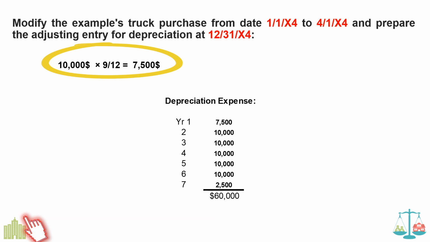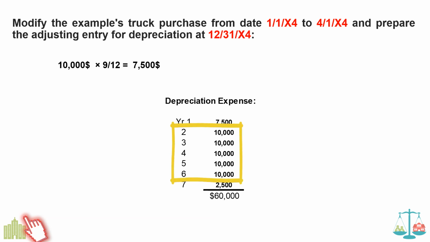Given that it's really a partial year, you can see if we were to develop a schedule of depreciation expense over the life of this particular truck, given this new date of purchase on April 1st, that during the first calendar year there'd only be $7,500 of depreciation expense reflected on a straight line basis or method. Then there'd be $10,000 each year for a full year's utilization in the second, third, fourth, fifth, sixth year. That's 5 years there of $10,000 each.